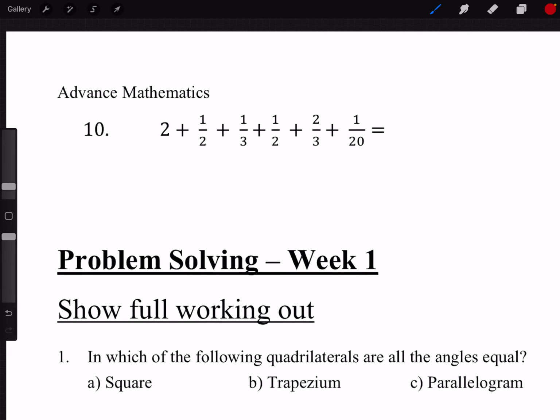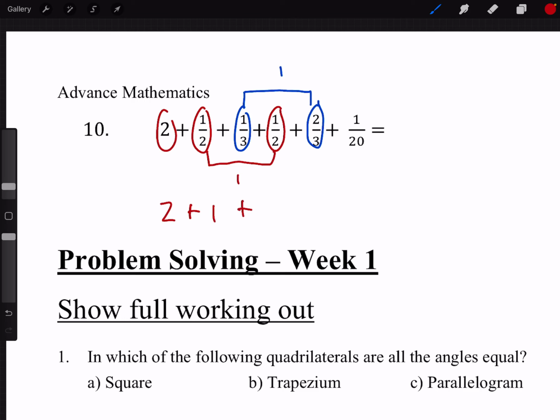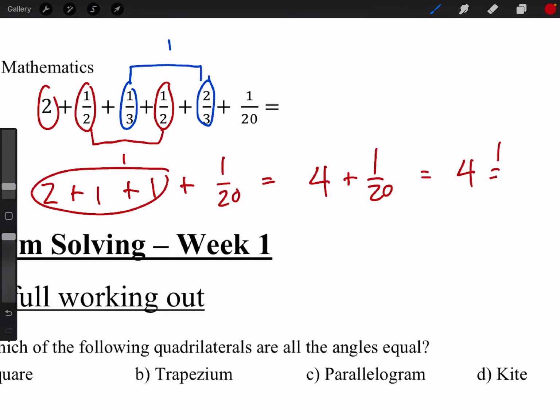Now this one says, I'm going to add all these together. So what we do is we look, because everything is add, right? We can add in any order because they're all adding. So we just have to add this one, maybe plus this one, that'll give you 1. We could probably add a third and 2/3, that gives you another 1. So this gives you 1. And this gives you another 1. And there's a 2 there. So 2 plus 1 plus 1 plus 1 on 20. This becomes 3, 4. 4 plus 1 on 20. Obviously, the answer is going to be 4 and 1 on 20.